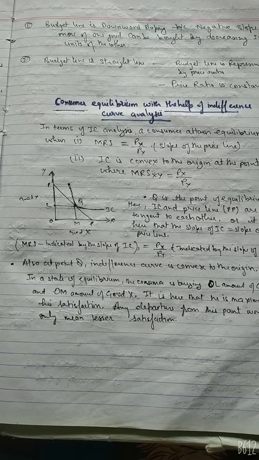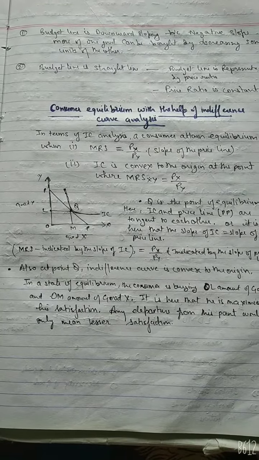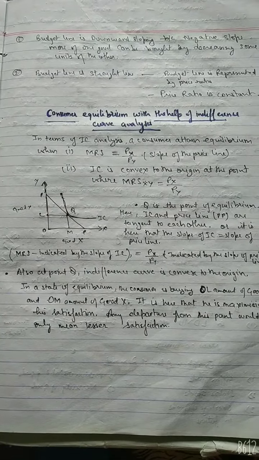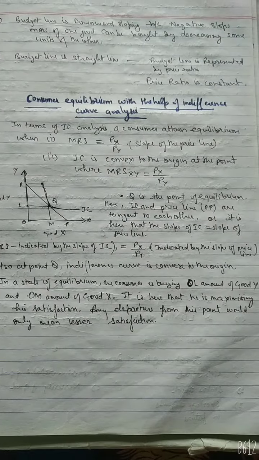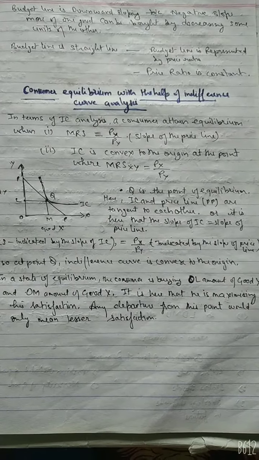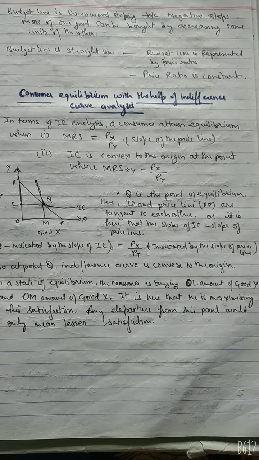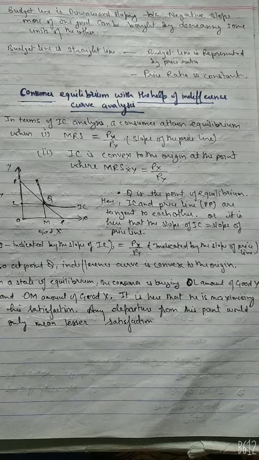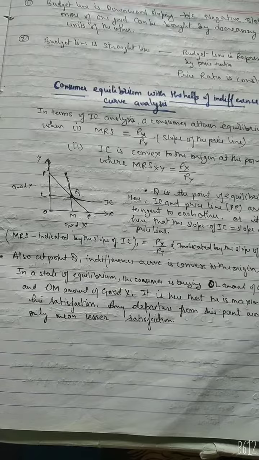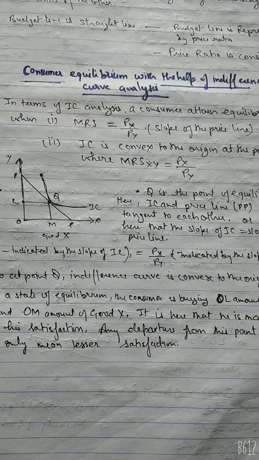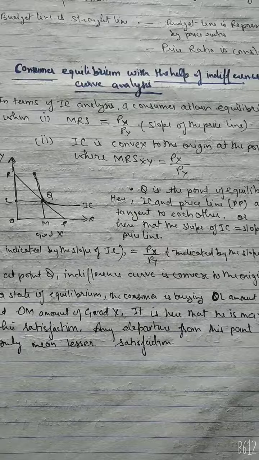First, when MRS, meaning marginal rate of substitution, is equal to the slope of the price line, that is Px upon Py. It means the marginal rate of substitution must be equal to the ratio of the prices of the two goods. And the consumer attains equilibrium at a point where the budget line is tangent to the indifference curve. Next, MRS must be decreasing, that is, the indifference curve should be convex to the point of origin.